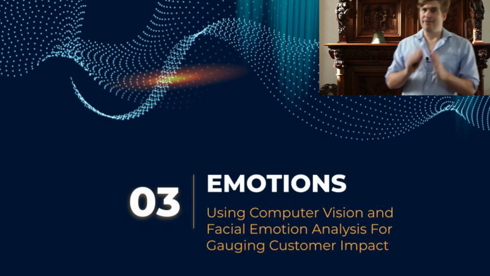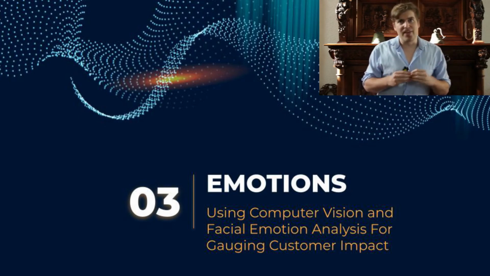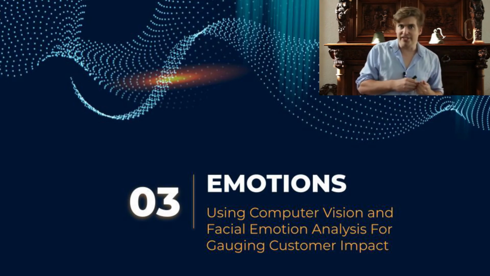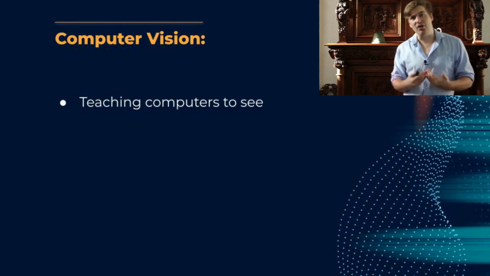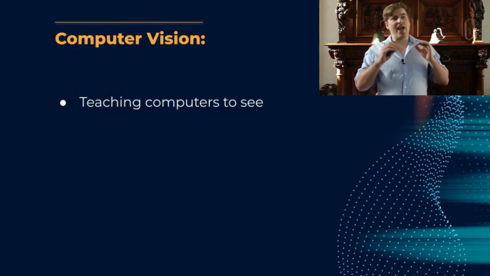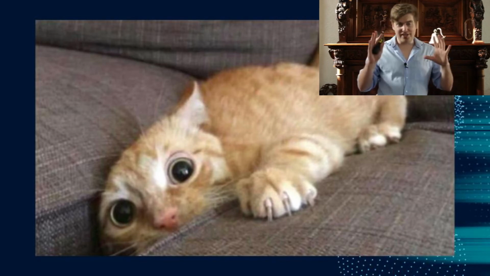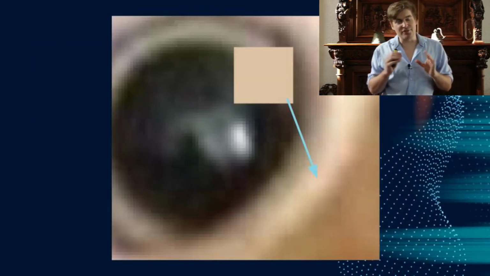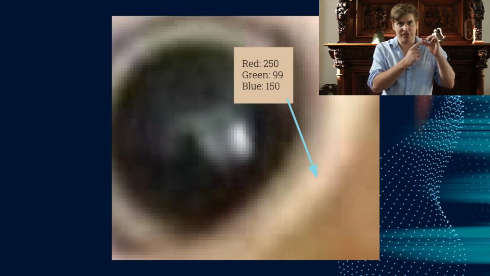Okay, now finally we're going to talk about emotions, or using computer vision and facial emotion analysis for gauging customer impact. Okay, so first let's talk about what computer vision is. Computer vision is training computers to see. So every image that you see is made up of pixels, thousands and thousands and sometimes millions of pixels. Each pixel has 3 different values for it. It has a red, a green, and a blue value.